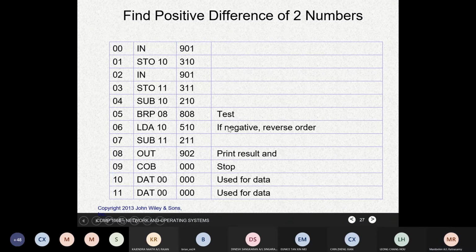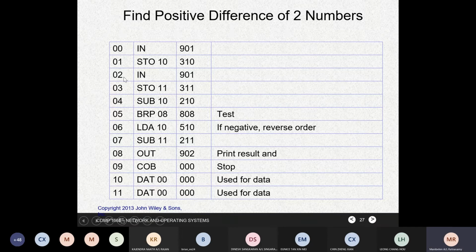Yeah. And then the next instruction is subtract 11. That means you take the new value from the load 10. Next, you subtract 11. Whatever value you have here, subtract this value from this value. Okay, if negative. So that's how you want the program to do. So then you print out the result and you stop.